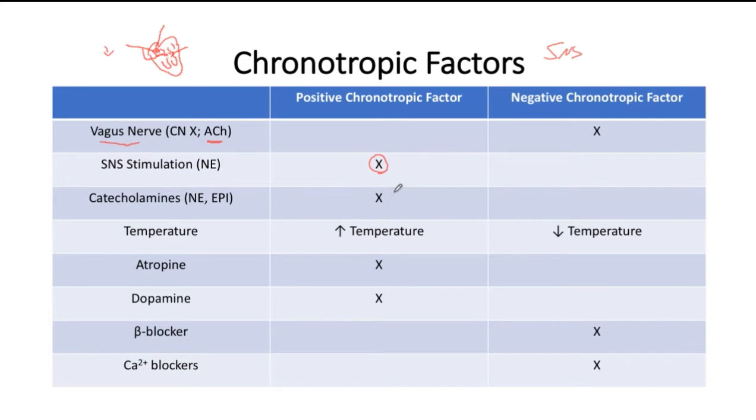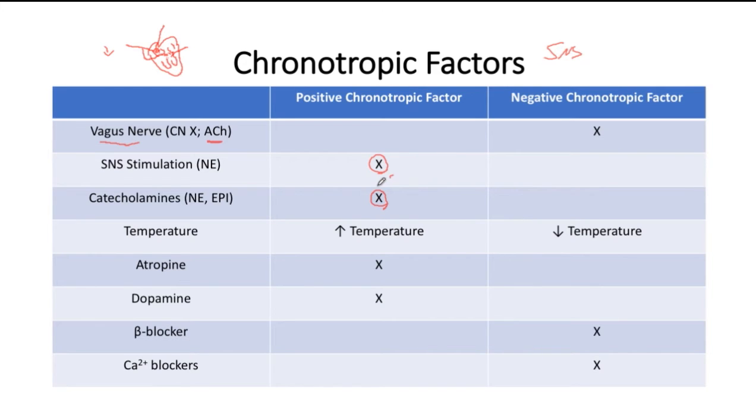And catecholamines, remember during situations of prolonged or extreme stress, catecholamines, that's just the fancy word for adrenaline, norepinephrine and epinephrine, are secreted from the adrenal gland to exacerbate the effects of the sympathetic nervous system, and one of those would be increasing our heart rate.